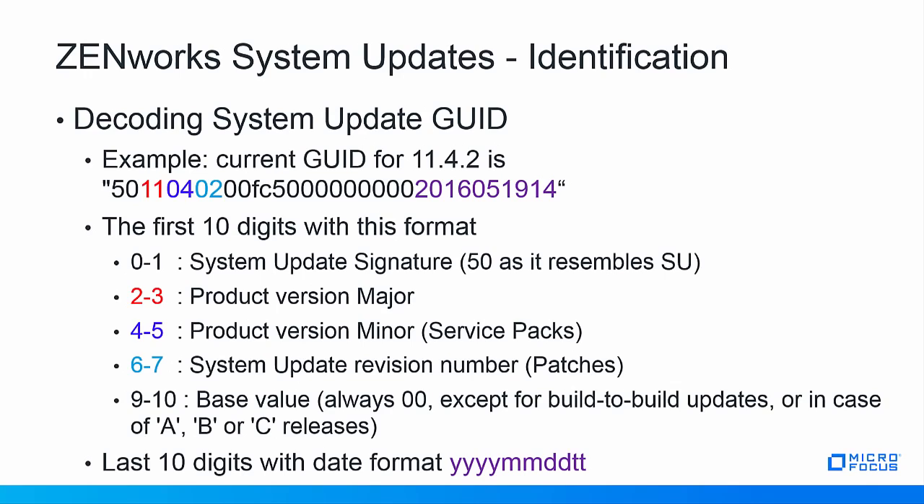To understand system update identification, in relation to the GUID provided, the first 10 digits are key. 50 represents system update. 11 is the product version or major version. 04 is the service pack or minor version. 02 is a revision or patch number. 00 is always zeros except for the build-to-build updates or FRUs. The last 10 digits is the date and timestamp.